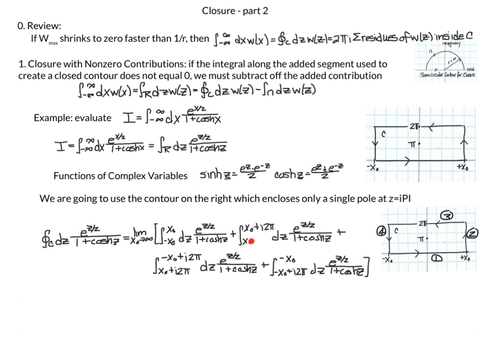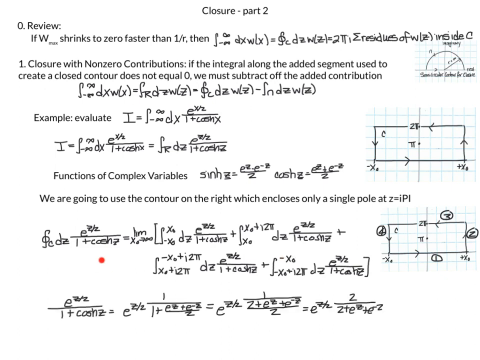So we're going from x naught to x naught plus i 2 pi. And here's my function. The next portion is going across. So we go from x naught to minus x naught, but we're up at 2 pi in the i direction. So we have x naught plus i 2 pi to minus x naught plus i 2 pi. And then finally, we're going down from our minus x naught plus 2 pi i down to x naught. So from minus x naught plus 2 pi i to minus x naught.